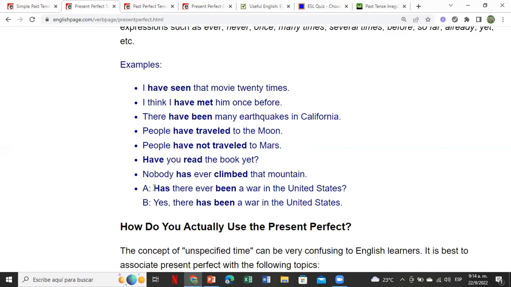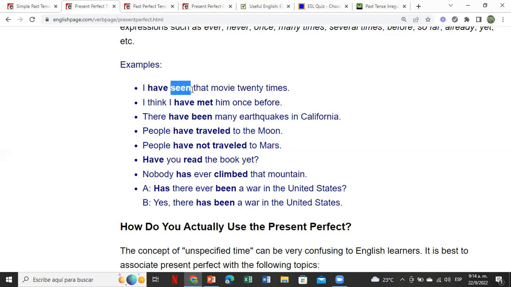Look at this one. Has there ever been a war? Negative. Hasn't there ever been? It doesn't matter the option. It doesn't matter the context. If you want to ask in a negative, do it. Hasn't or has not there been a war in the United States? So it doesn't matter if you want to ask in a positive or in a negative.